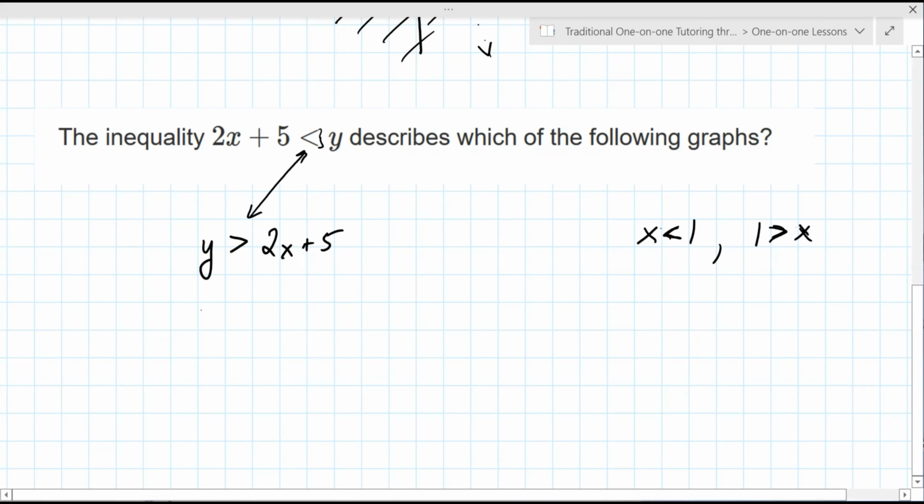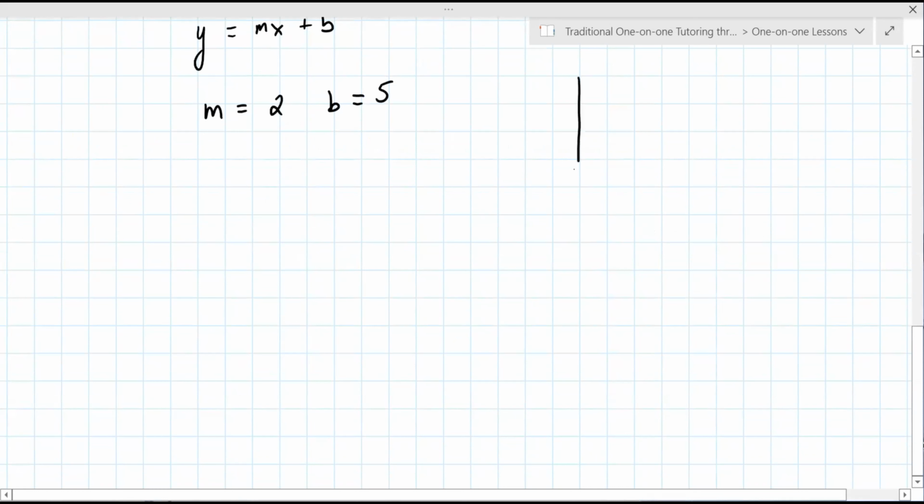Now in terms of graphing this, y equals mx plus b. M is what and b is what in this problem? M is 2 and b is 5. Yes, very good. Which do you use to graph first, the m or the b value? The b value. The b value, good. So we go up to 5. 1, 2, 3, 4, 5.